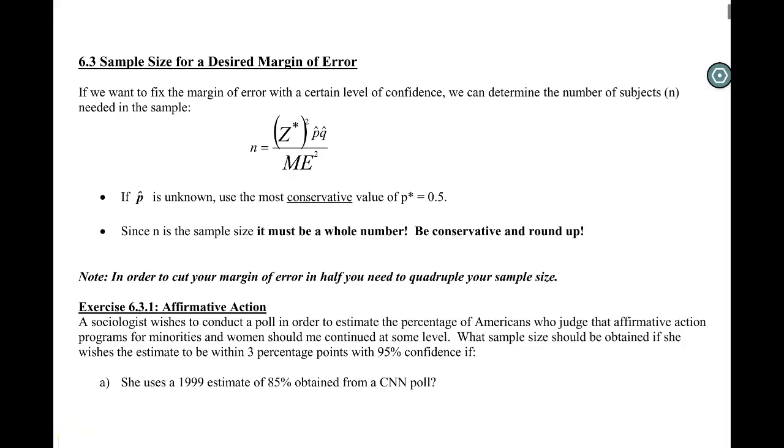In a previous example, we looked at that CNN poll and we said if they really wanted to lower their margin of error, to decrease the width of their confidence interval, what they would need to do is increase their sample size. So a better question would be, well, what exactly did they need as a sample size? If 888 people weren't enough, how many more should they get?